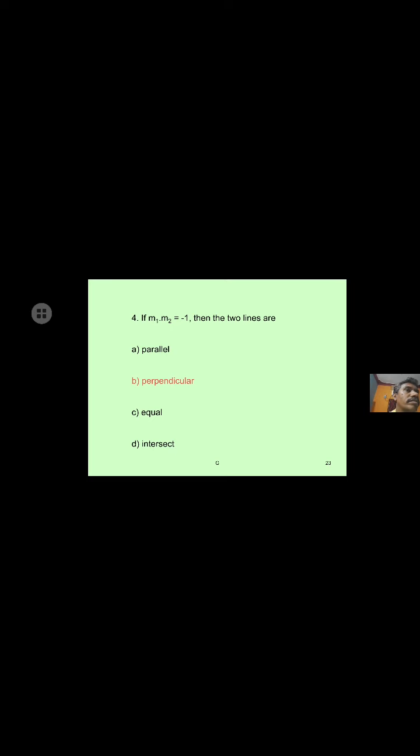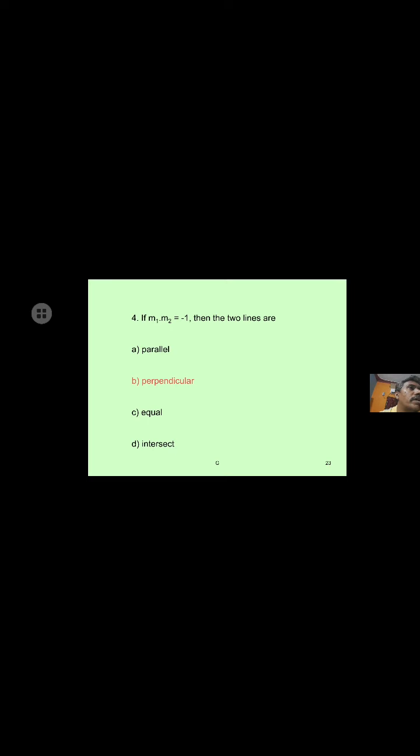So here we can observe one more thing. Suppose the first equation is in the form of 3x plus 4y plus 8 equals to 0. Then its slope is minus 3 by 4.